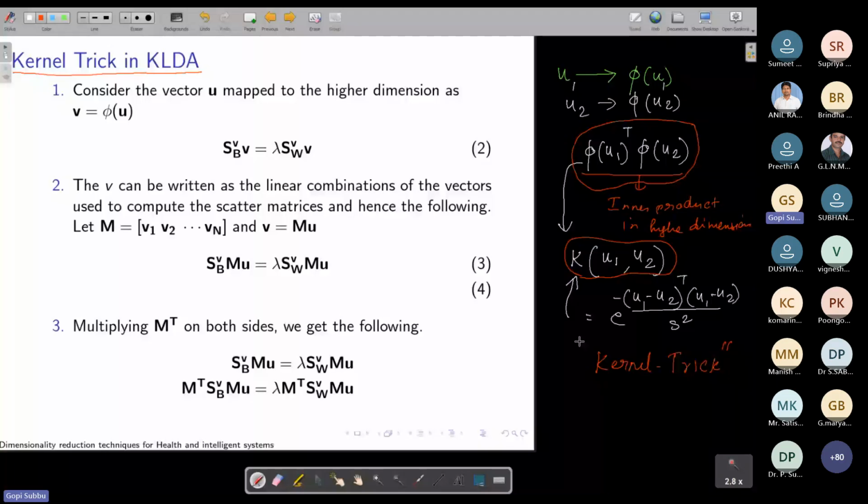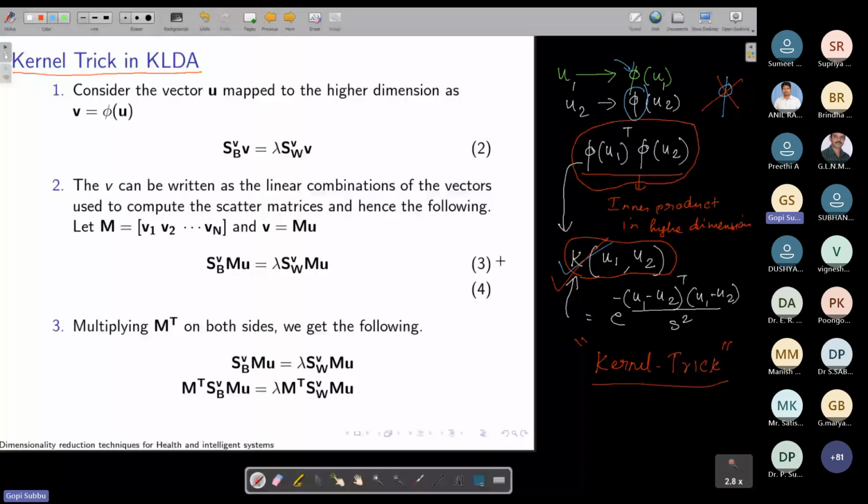We don't explicitly want the function phi, but we need only the k, which lets us work with the data in the higher dimension space without explicitly mapping to the higher dimension space. In short, we don't want phi, we want only k, but still it works out in the higher dimension space. So how is that possible? This is the kernel trick, which is actually used in many places.